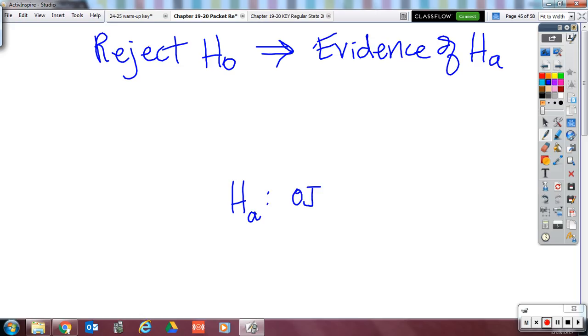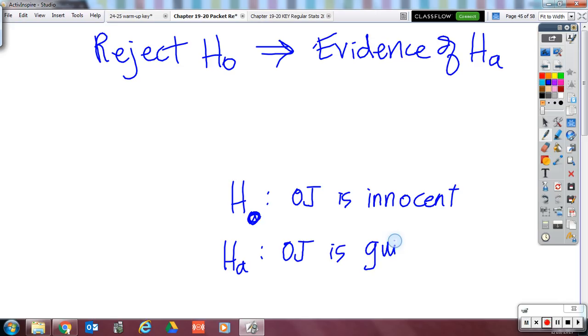Okay, think about it this way. Say OJ is innocent is the null hypothesis. I'll just use this as an example. The alternative is OJ is guilty. So look here. If I reject the null hypothesis, then that means I have enough evidence to say that O.J. Simpson is guilty. Okay?